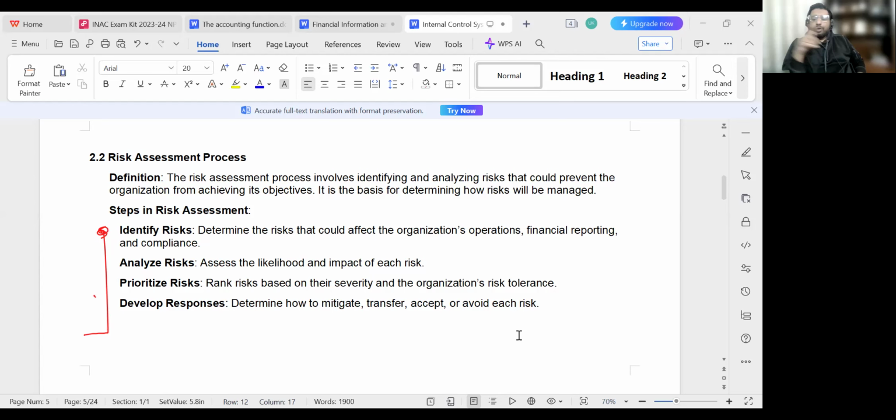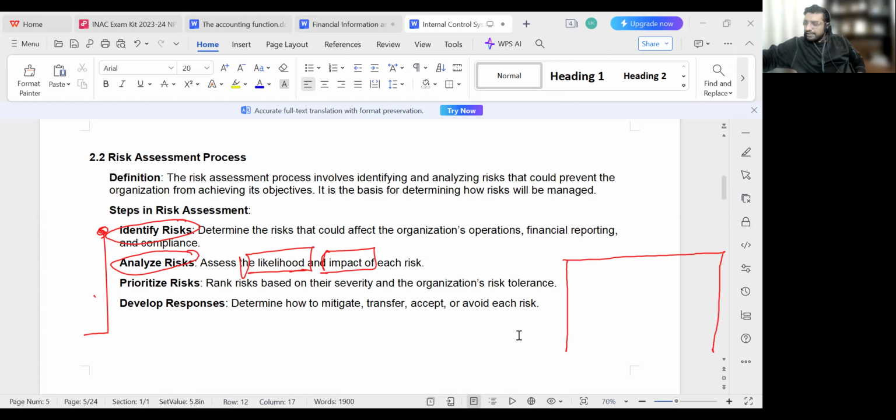So in the risk assessment process, you identify the risk, then you analyze the risks. Okay. Analyze means you assess the likelihood and impact of each risk. Likelihood is the probability, what are the chances that it will happen. Okay. And impact, what's going to be the impact on the organization. Okay. So, sometimes we use a matrix for this assessment.